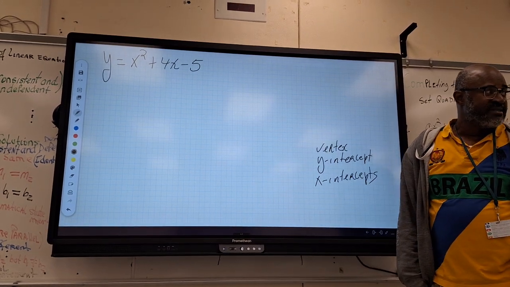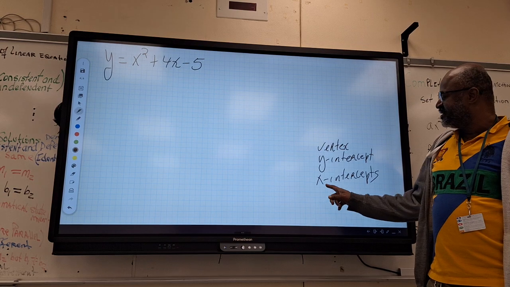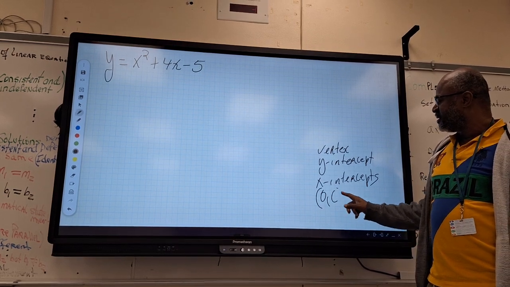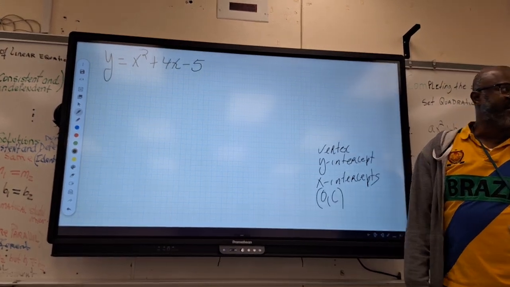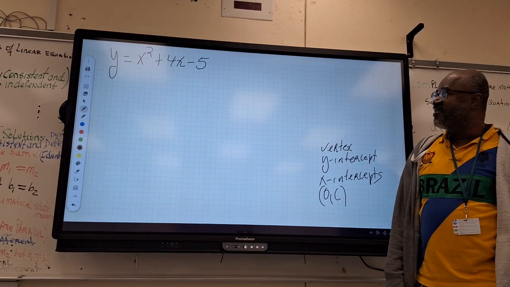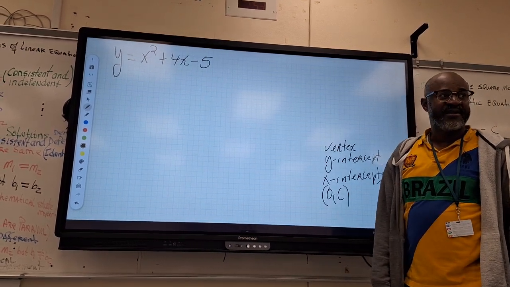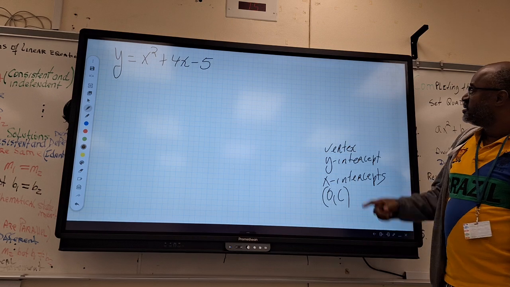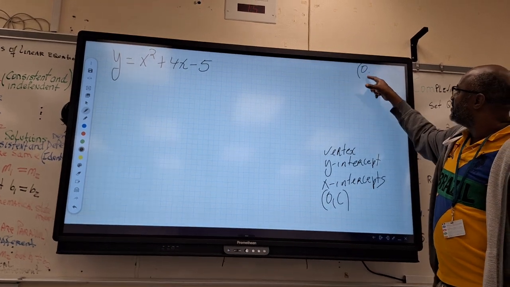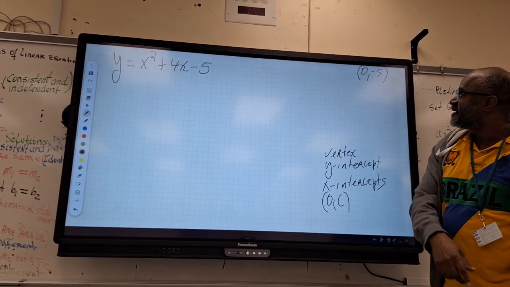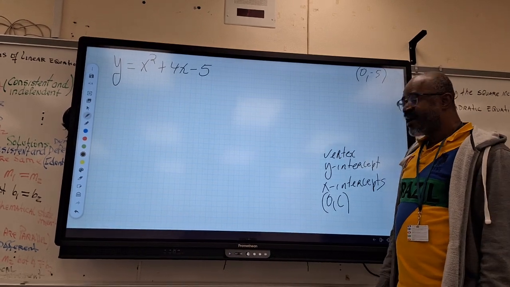Make sure your equation is in standard form. The y-intercept is always (0, c). In this case, what is the y-intercept? Negative 5, as an ordered pair (0, -5). Right? Now, go for the x-intercept.